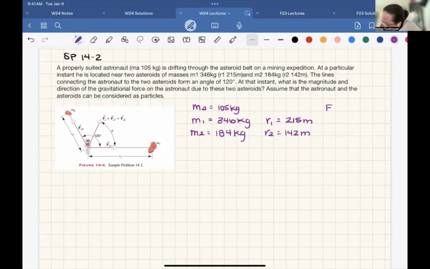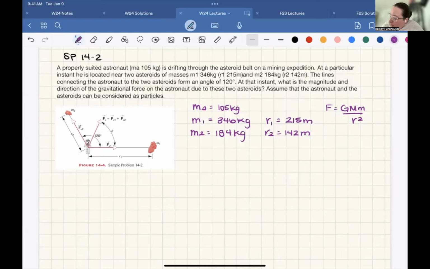I'll also write this equation because we are learning it, so it's good to have a reminder. This has to do with the concept of superposition that I talked about, where we find the force on the astronaut from mass 1 as if mass 2 isn't there. And then we find the force on the astronaut from mass 2 as if mass 1 isn't there. And then we do vector addition. So that's what we're going to do.